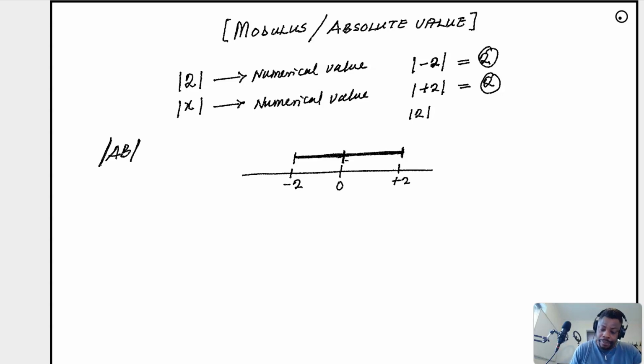So here we are going to be explaining modulus in terms of inequalities. I can tell you now that modulus simply means the numerical value. As you can see here, modulus of -2 is 2, modulus of +2 is 2. So what that tells me is that it's just the distance from the origin 0 to -2 or to +2. Now, let's go into a deeper explanation of modulus.